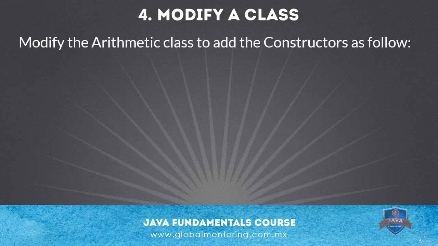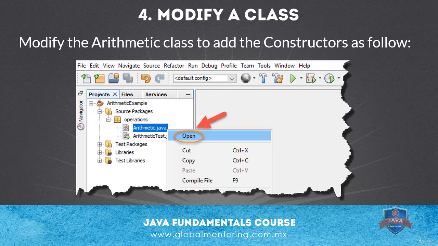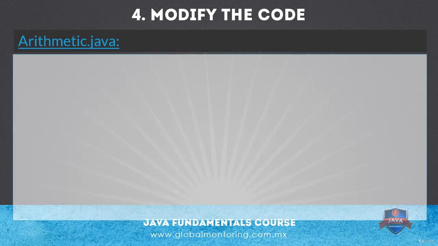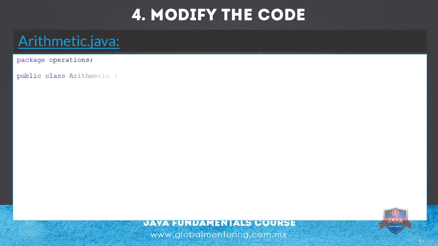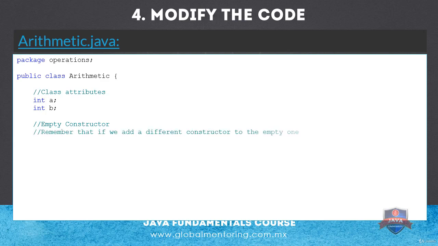We're going to modify the arithmetic class to add the constructor as follows. So right-click on the arithmetic class and select Open. Modify the code: the package operations, the class name is arithmetic, we have the attributes A and B, and we add an empty constructor. Remember that if we add a different constructor to the empty one, this constructor is not created anymore, and we must create it if we need it.